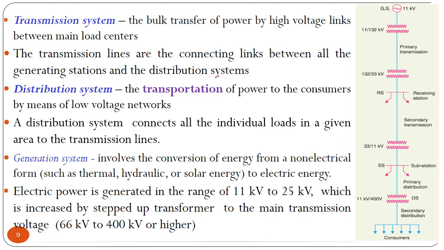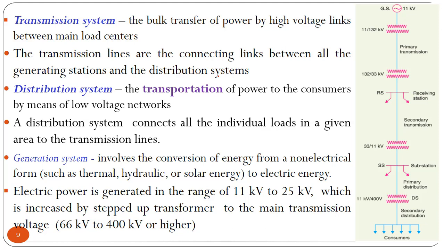So a generation system, which is the source of power, involves the conversion of energy from a non-electrical form such as thermal, hydraulic, or solar energy to electric energy. This is the energy conversion part. Electric power is generated in the range of 11 kV to 25 kV.